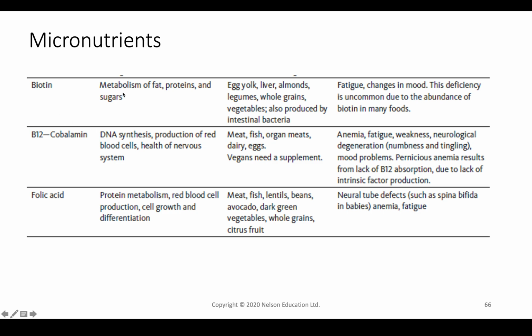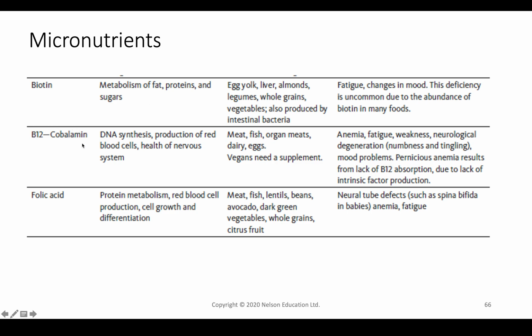Biotin is involved in the metabolism of fats, proteins, and sugars, and its deficiency is characterized by mood swings and fatigue. Again, it's also pretty uncommon because biotin is found in almost everything. So again, you have to be in pretty severe starvation conditions. It can be found in anorexics, for example.